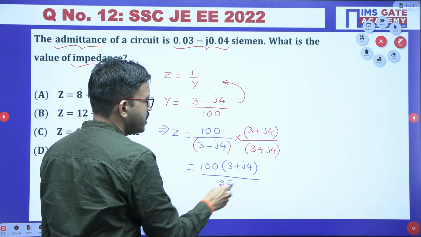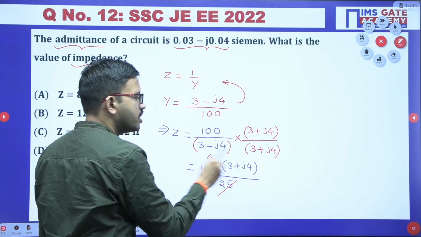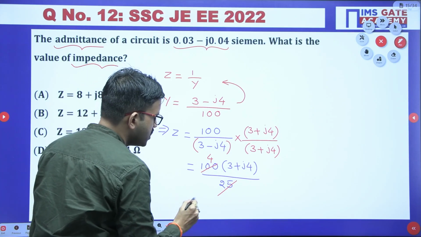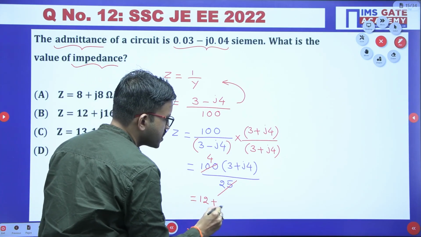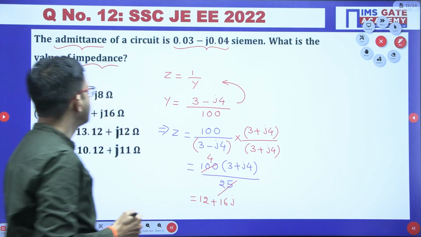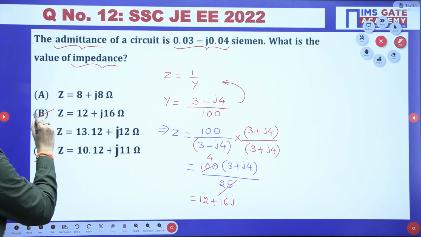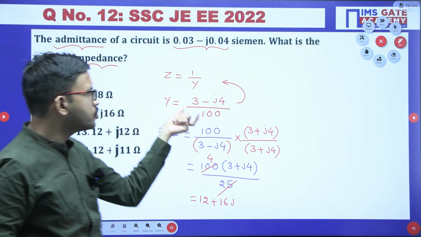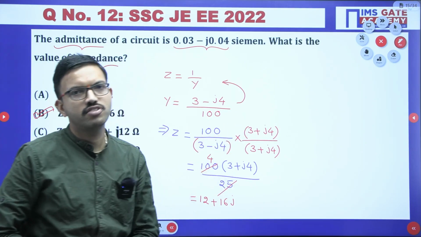So 25 here is 4 times. Now you can multiply 4 with both. 4 3s are 12 plus 4 4s are 16, so 12 plus j16. Yes, we have that option. In this way, if you are able to do the adjustment, you can get the answer quickly.